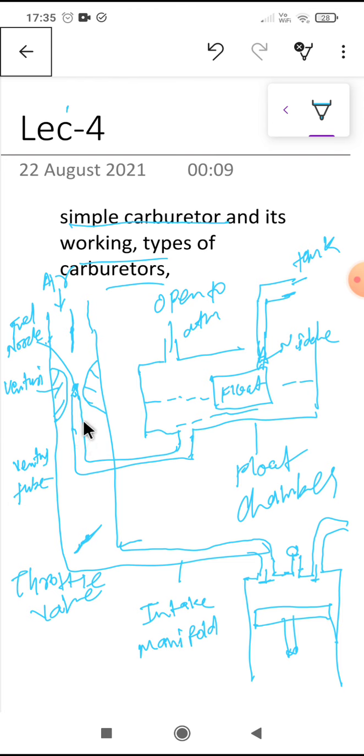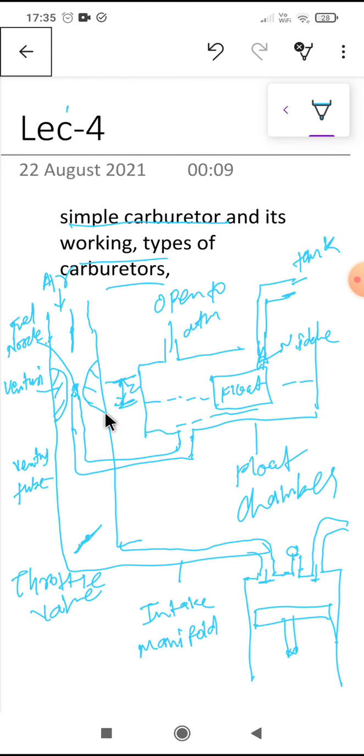Due to the reduced cross section at the Venturi, pressure in the float chamber is atmospheric, and the Venturi is low. Therefore the fuel will transfer to a fuel nozzle which is located at a height z. The distance between this and this is z. Fuel will transfer due to pressure difference, and it will move above the level of the fuel in the float chamber. The lip height z is provided in order to prevent leakage of the fuel when the engine is not working.